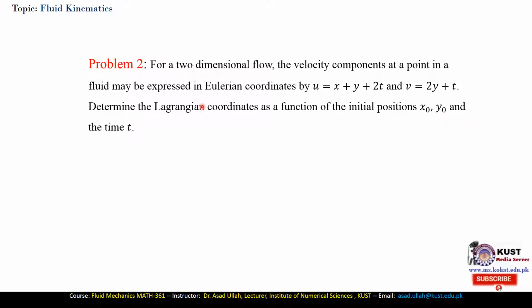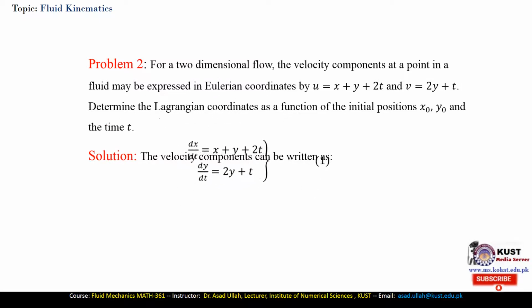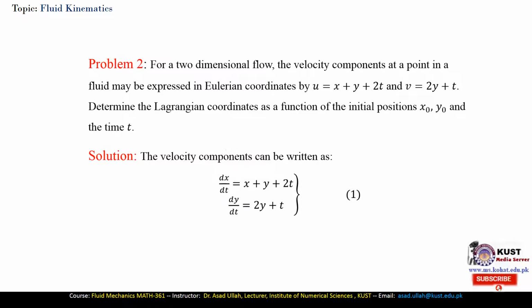In this problem, we are given the velocity components u and v in the Eulerian system. We have to find the coordinates of the points in the Lagrangian system. In solution, the velocity components can be written in the form of the system 1. That is, we have just replaced u with dx by dt and v with dy by dt.